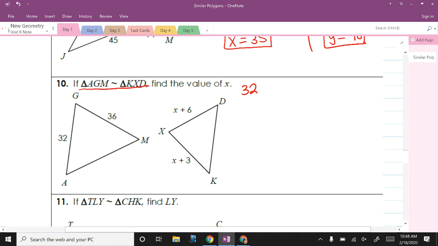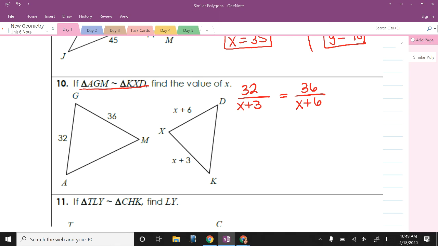32, which is GA, goes with which one? KX, which is x plus 3, right? So 32 over x plus 3 is one fraction, equals 36. Make sure GM goes with XD. Yes, they do. So 36 over x plus 6. Is everybody okay with how we set that up?